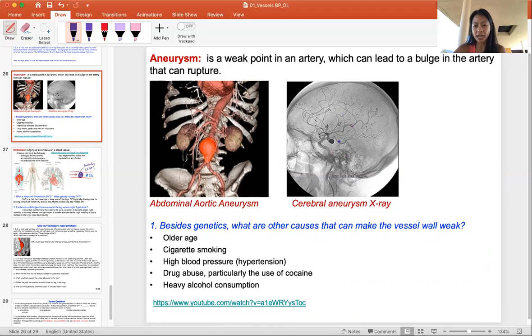What's going on is that here you see a bulging vessel. So you can detect that. And if that bulging vessel bursts, then the patient can have a hemorrhagic stroke, or a bleeding stroke. So you can watch videos and look at the risk factors, but that is a weak point in the artery where it starts to bulge.